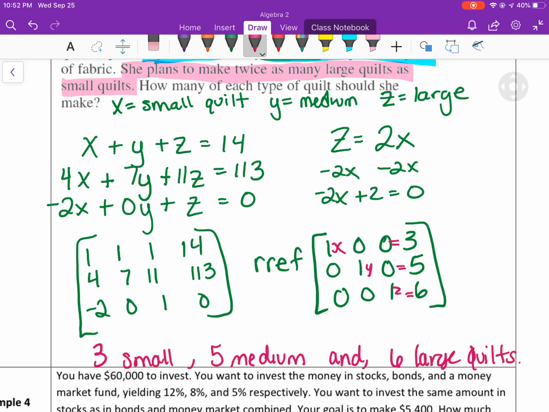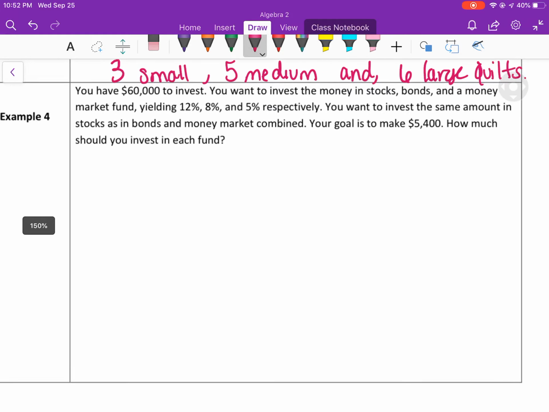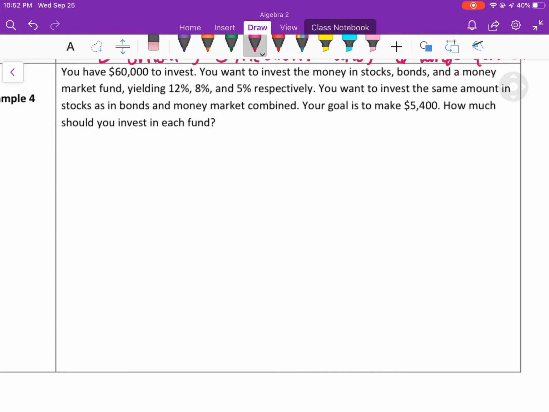All right, I have one more for you that's on an investment. So very similar, but involves investment. You have $60,000 to invest. You want to invest money in stocks, bonds, and money market funds. They yield 12%, 8%, and 5% respectively.